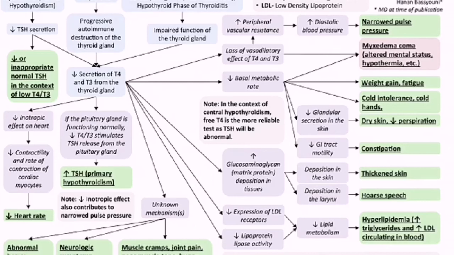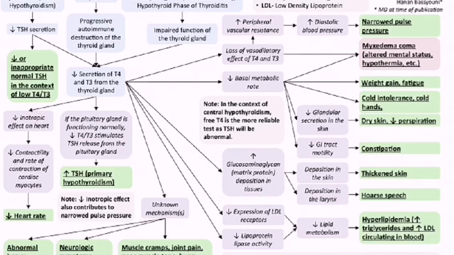Now you can see that with decreased T4 and T3 from the thyroid gland, a lot of changes occur. One is the loss of vasodilation from T3. This increases peripheral vascular resistance and increases the diastolic blood pressure, giving a narrowed pulse pressure. Another is a decrease in the basal metabolic rate, which may cause myxedema coma, altered mental status, weight gain, fatigue, cold intolerance, dry skin, and decreased perspiration as well.